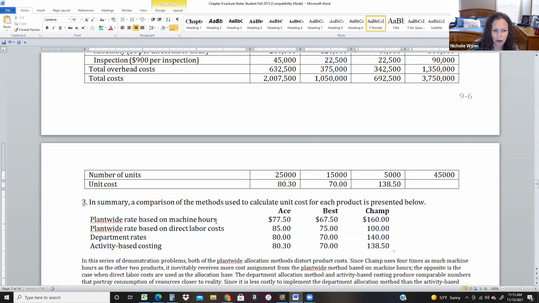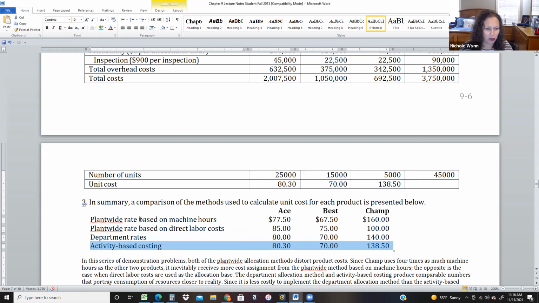Okay, so now what we have is we had, at one point we did it just based on machine hours. At one point we did it just based on direct labor hours. One time we did it based on machining versus assembly. And then this activity-based costing was 4 drivers instead of 2 drivers. So this one had 1 driver, 2 drivers, 4 drivers. And so we don't see a huge difference in them.